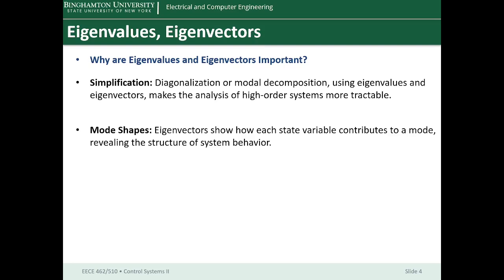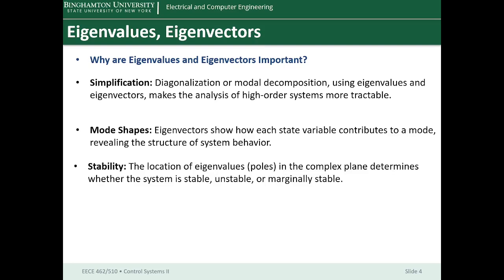For example, in mechanical systems, eigenvectors describe mode shapes, the unique spatial patterns of vibration or movement. In general, they reveal the internal structure of the system behavior. Finally, eigenvalues tell us everything about the stability of a linear system. By examining the location of eigenvalues in the complex plane, we can immediately determine whether a system is stable, unstable, or marginally stable.